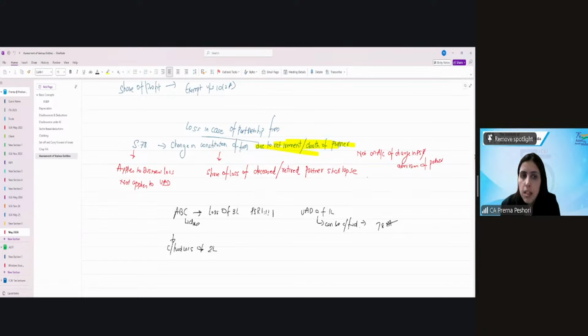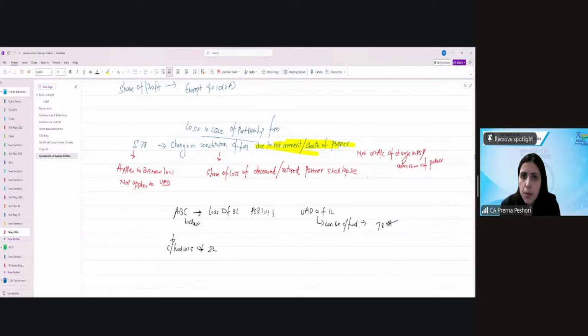And what about the representative capacity? If the partner is acting in the representative capacity, then it is subject to section 40B. And if the partner is acting in individual capacity and he is not a partner of the firm, then 40B will not be applicable to that person. Right. Now, next we are going to move towards the taxation of the AOP and BOI.